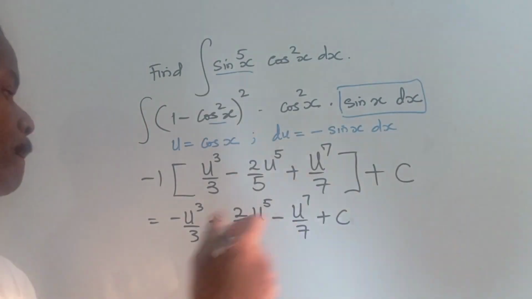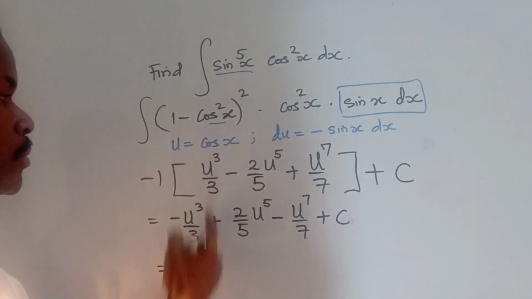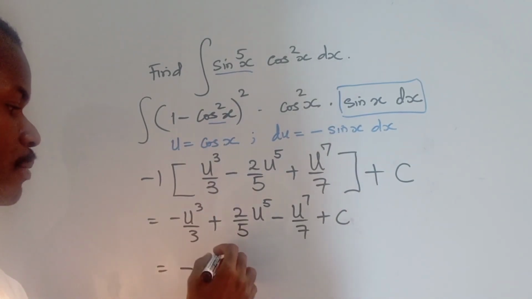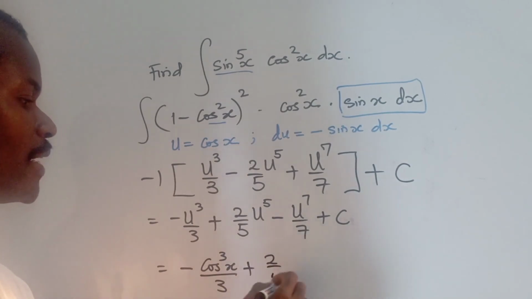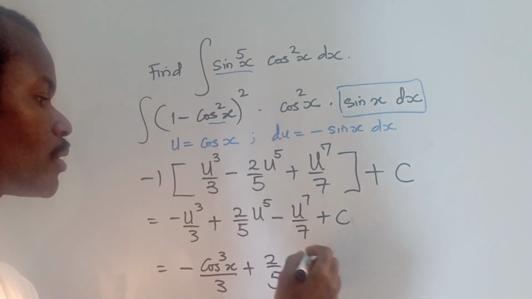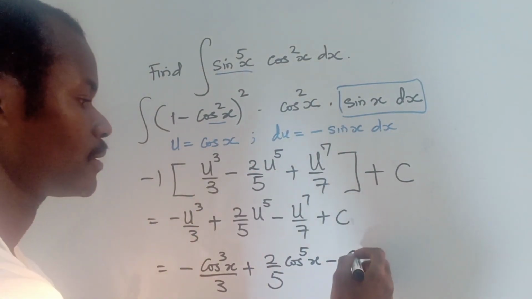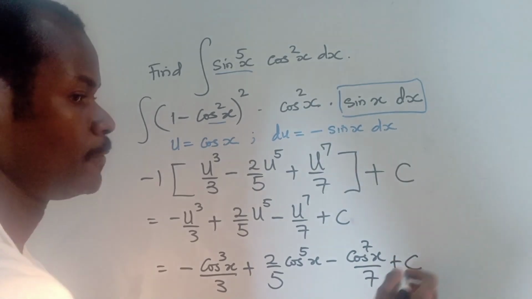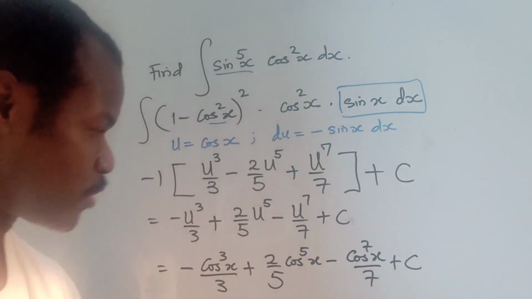Substitute back the value of u. So remember, u is what? Cos x. So we have minus cos x to the power of 3 divided by 3, plus 2 over 5. Now u is cos x, so cos x raised to the power of 5, minus u to the power of 7 means cos x raised to the power of 7 divided by 7, plus what? C. So this gives us the answer to this problem.